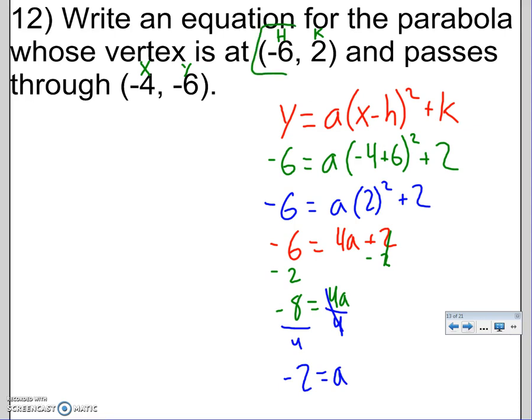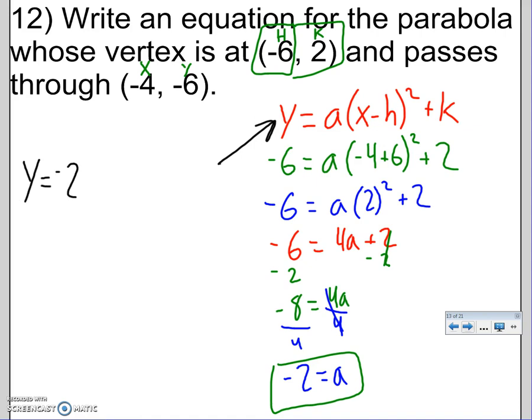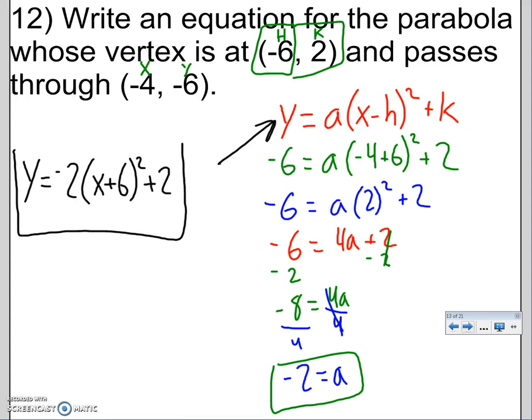So we plug in h, we plug in k, and this a into that equation in red, into this one right here. So leave y alone. Equals a is -2, parentheses, x opposite of h, that's plus 6, close parentheses squared, plus k is positive 2. That's your answer. Alright, so just find a, h, k, plug into vertex form. We had to find a by using the other point.